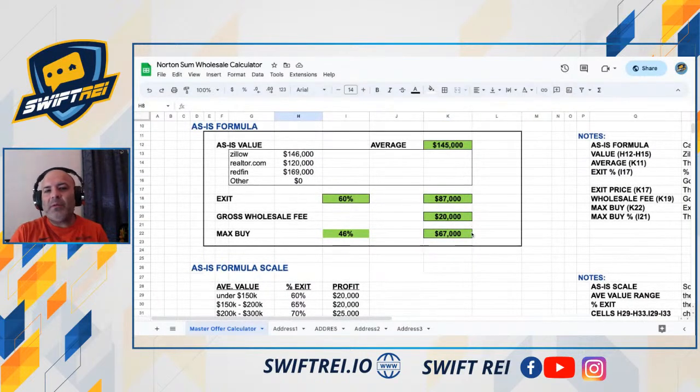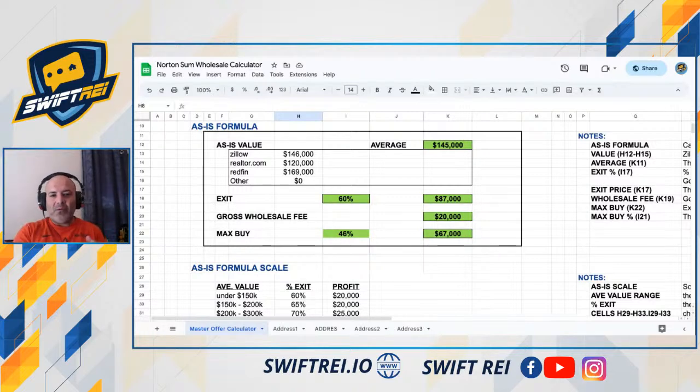Now, where this is extremely powerful, guys, is that this required no ARVs or comps. I'm not looking at any comparables. I'm not looking at any ARVs. I'm not trying to get 5 or 6 comparable properties, do all the calculations, and then make my offer as I'm talking to the seller.